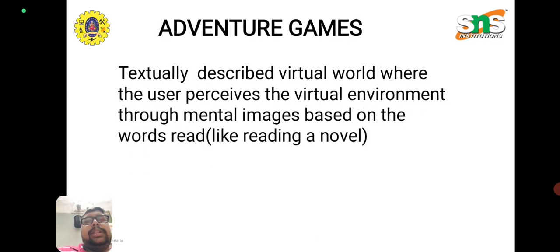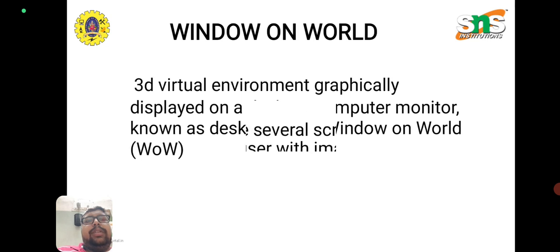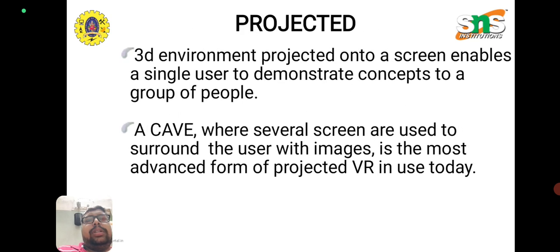Adventure games are textually described virtual worlds. Here, the user perceives a virtual environment as a mental image based on words, like reading a novel. Next, we go on to see window on world. This is a 3D virtual environment graphically displayed on a computer monitor, known as desktop VR or window on world. Next, the projector. It is a 3D environment projected onto a screen, enabling a single user to demonstrate the concept to a group of people.